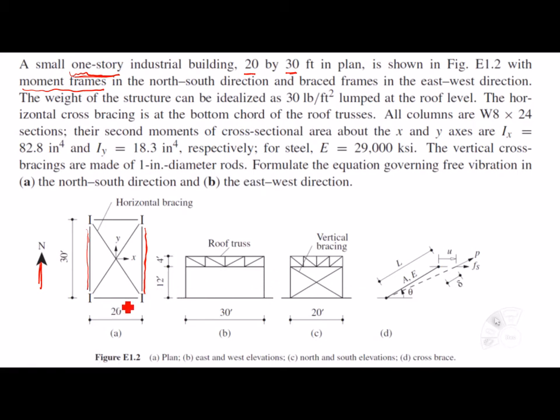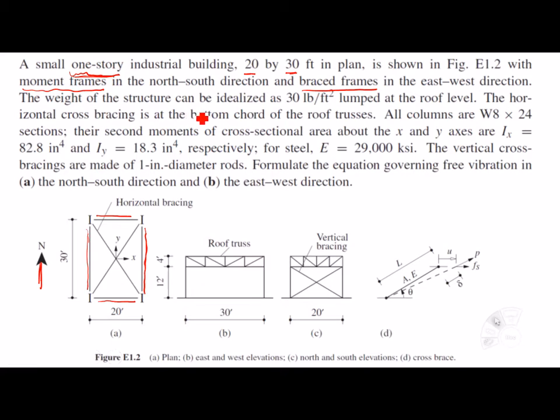And in the short direction, which is the 20 feet direction, the X direction here, we have braced frames, as you can see here. In the short direction, which is 20 feet, we have this bracing frame. We call this vertical bracing. So we have two different systems in each direction.